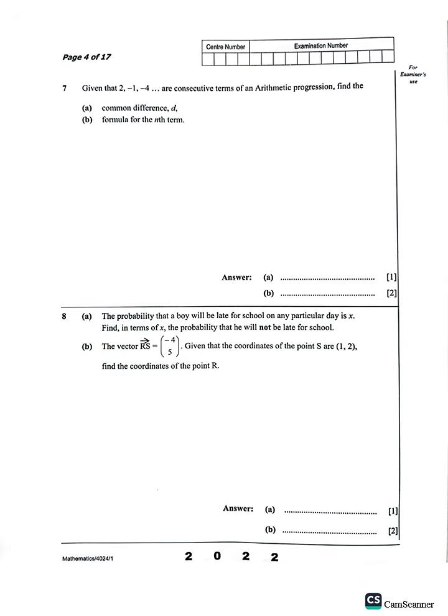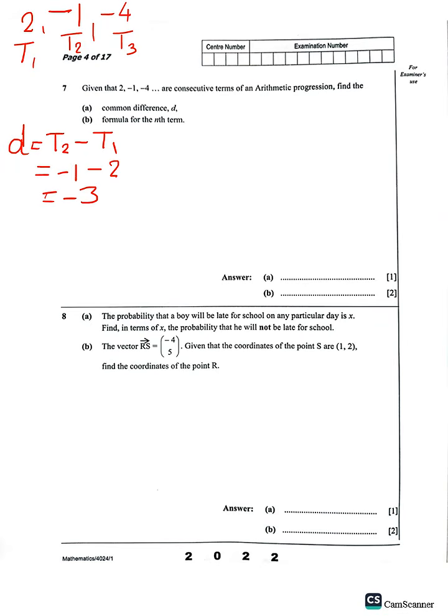Okay, so now we move on to question 7. Given 2, -1, -4 are consecutive terms of an arithmetic progression, find the common difference. Okay, so 2 is our first term, -1 is our second term, -4 is our third term. So how do we find the common difference? We use the formula. So common difference is equal to second term minus first term. So second term is -1 minus 2. Then our common difference is -3.